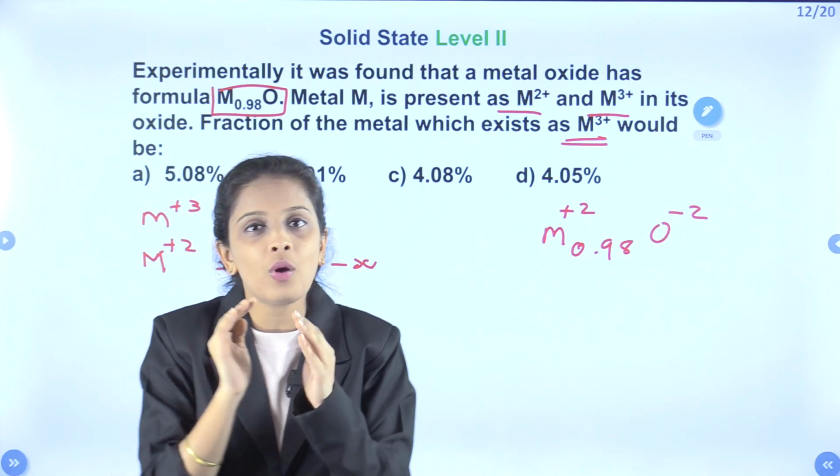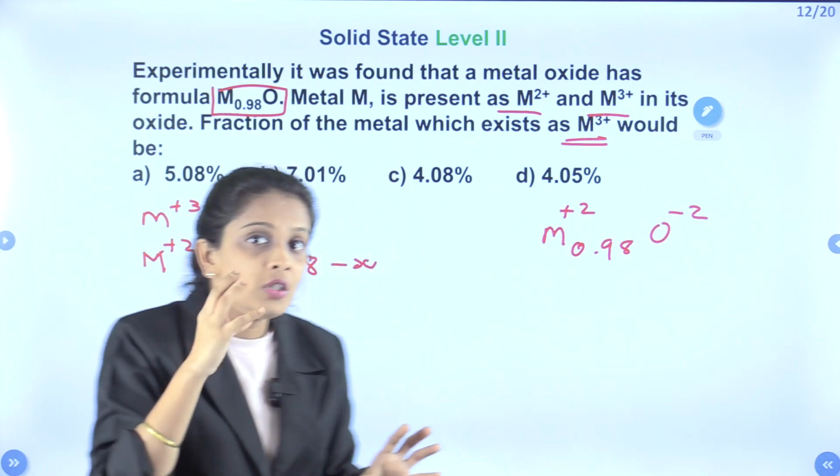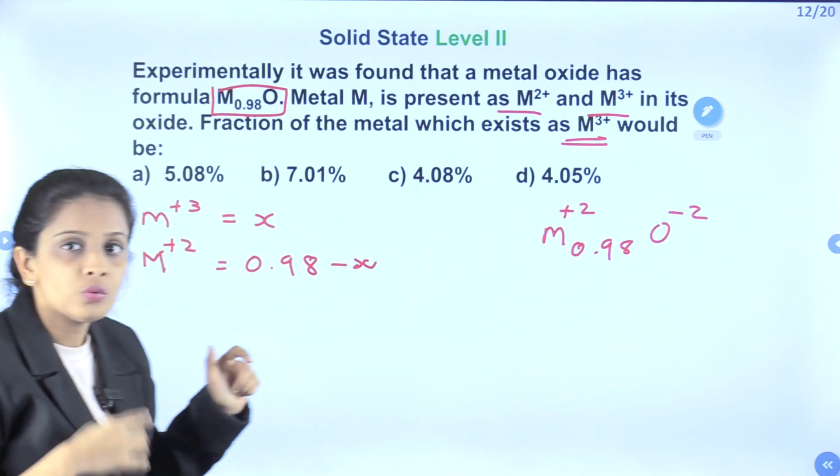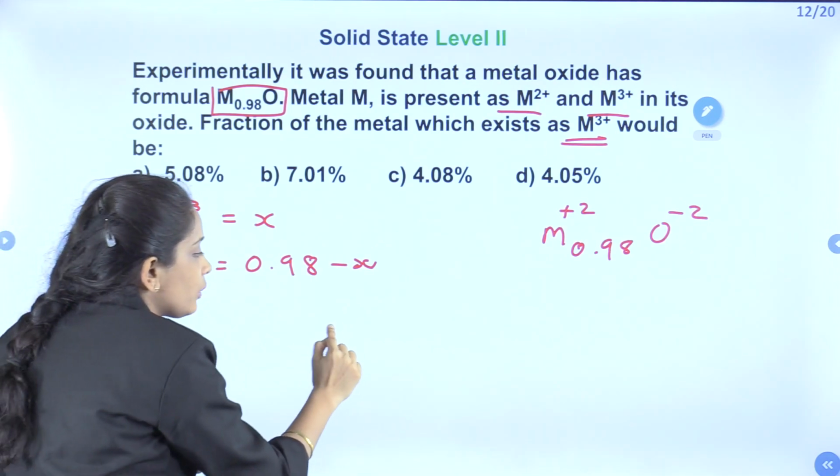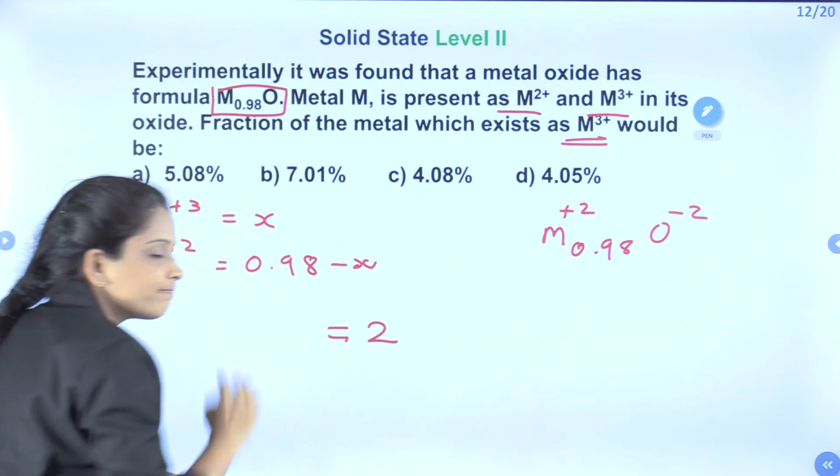Yes or no? I am hoping you understood this simple logic very well. Because the oxidation state is +2, to make this atom neutral, the total answer that we should get is 2.